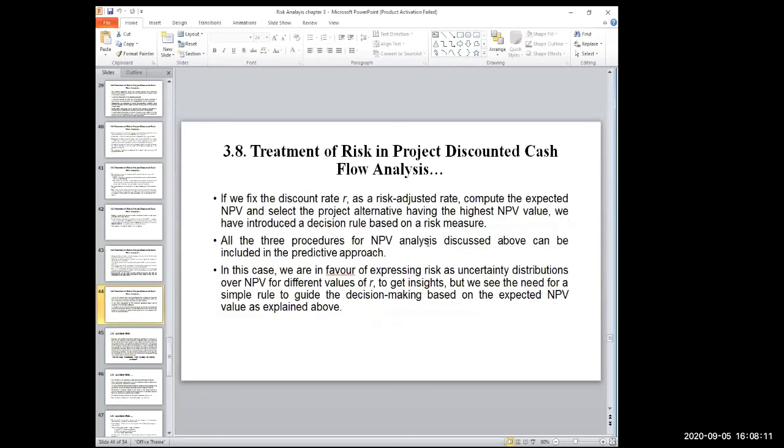So to wind up this section, if we fix the discount rate, once we know the discount rate as a risk adjusted rate, we compute the expected net present value and select the project having the highest net present value, and then we can put forward decision rules. A project with high net present value, right, would be selected compared to the others. So we can say all three approaches, approach 1, approach 2, and approach 3, the procedure for net present value discussed can be included in the predictive approach. The predictive approach, we can use this approach, right?